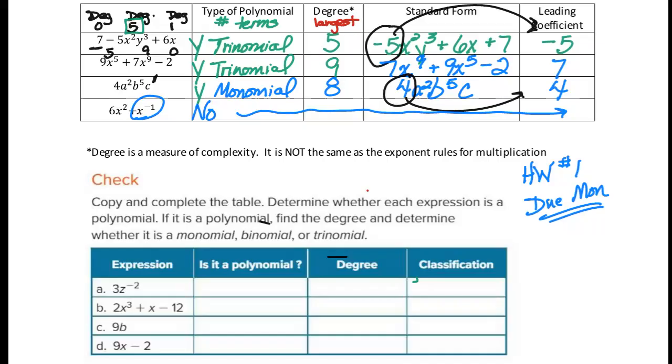So it's not -5. I see how you could see that, though. Okay? Does that make sense? Yeah. Okay.